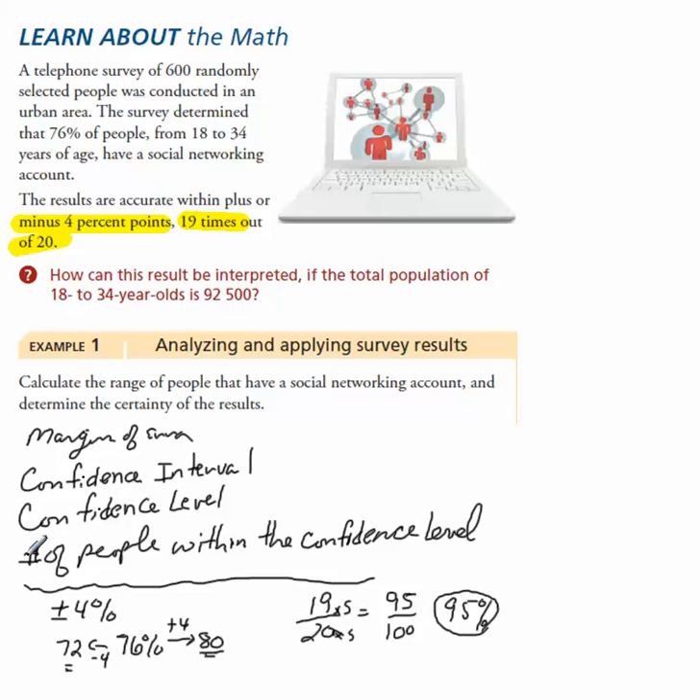Now, our last question, and it comes from here, calculate the range of people who have a social networking account. So the range of people, so what are the number of people within the confidence level? So there's 92,500 people. So right there. And so we're going to apply a confidence interval here. So we know that there are 92,500 people.